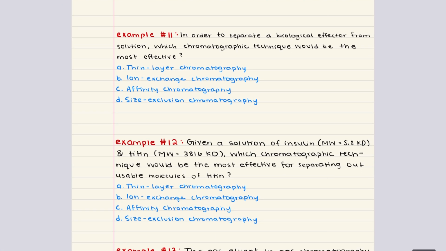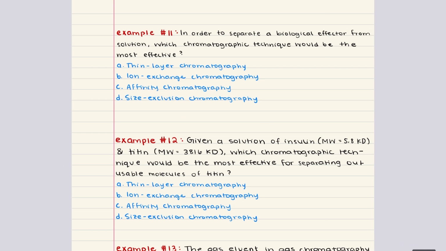Problem 11 says, in order to separate a biological effector from solution, which chromatography technique would be the most effective? When we're dealing with biological effectors, we're typically trying to isolate molecules that interact very specifically with another biomolecule, like a receptor, enzyme, or antibody. That means we need a method that's highly selective based on molecular recognition. Let's consider the answer choices.